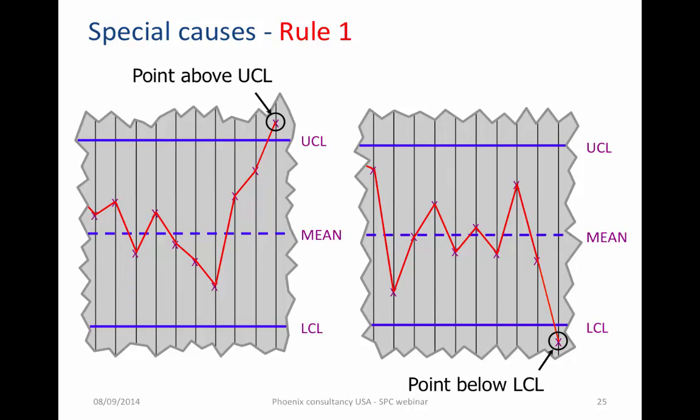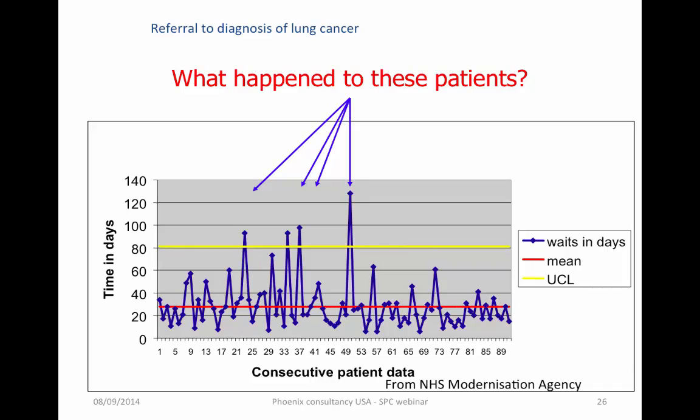The first rule is one we've already covered and the most obvious, which is any point outside the control limits is likely to indicate special cause variation. And here we have a real-life example. This is from some work done by the NHS Modernisation Agency trying to improve the lung cancer referral pathway. As you can see, there are some points above the upper control limit in which there were excessively long waits, and it's likely there were assignable special causes for these very long waits.